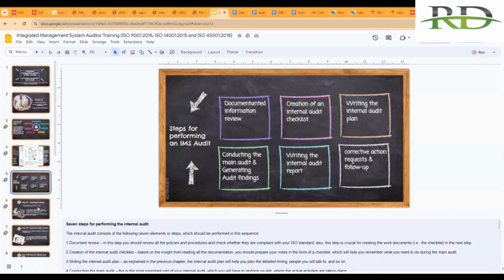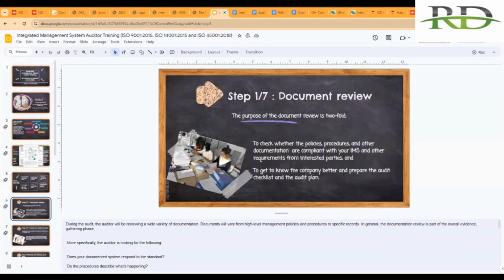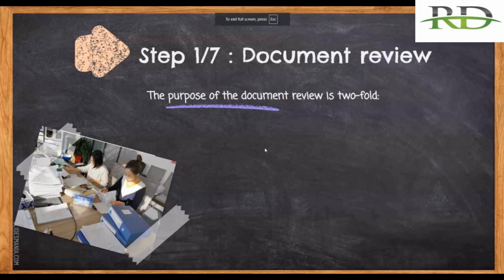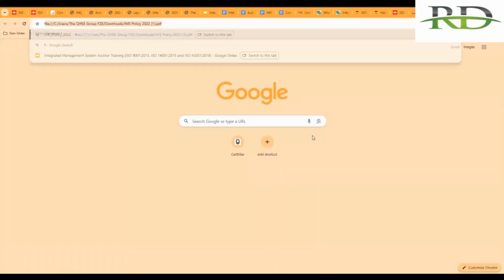So with that being said, let us now get started with the auditing activities. We are now going to start off by conducting an audit. So the first step is documented information review. What exactly is happening here?